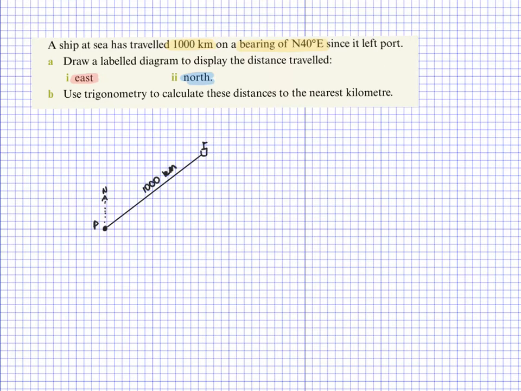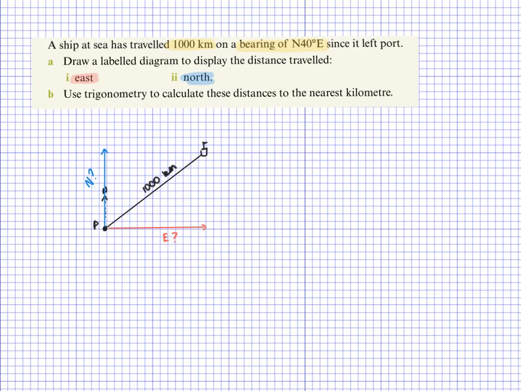Now the question wants to know how far east and how far north, and we're going to put these on the diagram. So how far east is going to be, well, how far horizontally have they travelled? So there's our how far east. And then our north, same thing, but how far north have they travelled all up. And that's going to be our n. Now we can use trigonometry to calculate these distances.